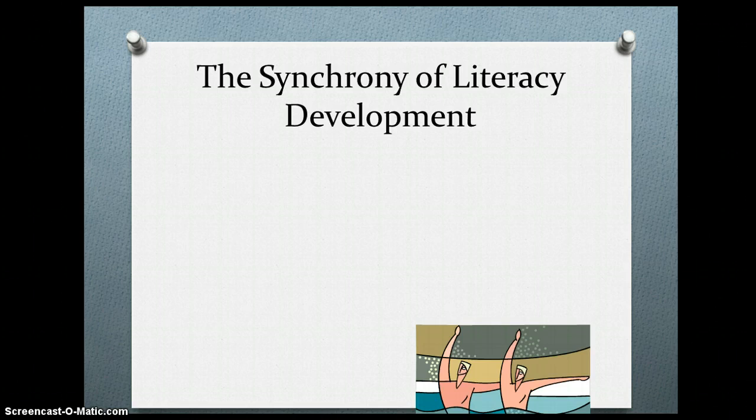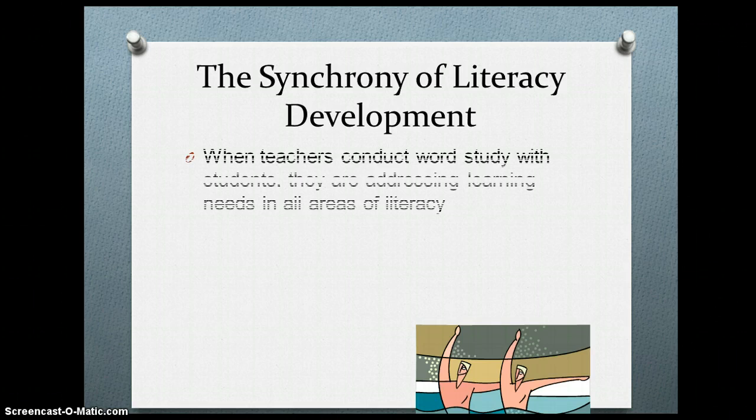Before we move into how you should go about assessing writing and spelling this week, I would like to briefly touch on the synchrony of literacy development, which is very related to the interactive view of reading and writing. So when teachers conduct word study with students, they are addressing learning needs in all areas of literacy.